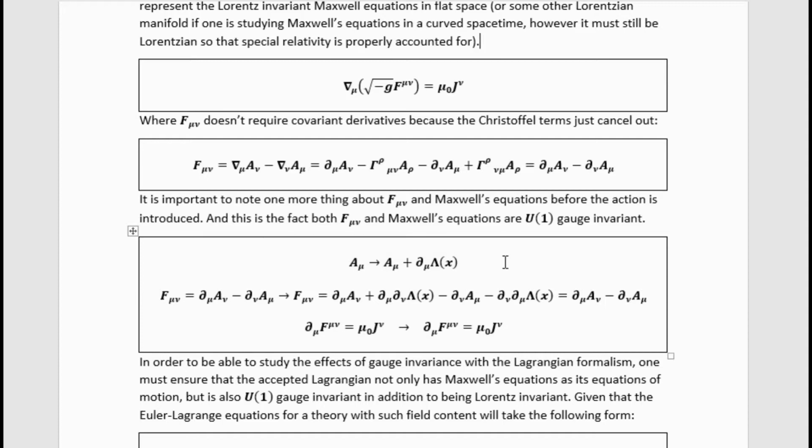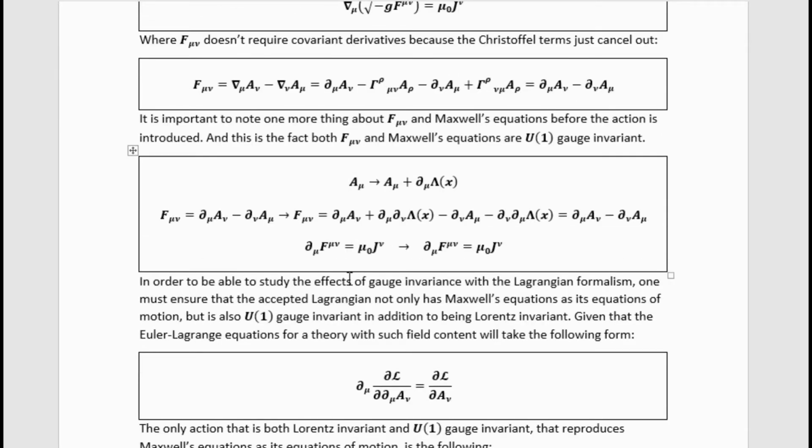This is a U(1) invariance because we can successively transform the gauge field, and all that amounts to is adding the parameters of the successive transformations, which just equals a third transformation. So it's a group, and it's specifically a group with multiplication that is that of U(1). In order to be able to study the effects of gauge invariance with the Lagrangian formalism, one must ensure that the accepted Lagrangian not only has Maxwell's equations as its equations of motion, but is also U(1) gauge invariant in addition to being Lorentz invariant.